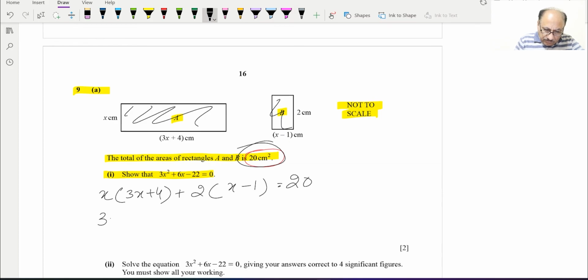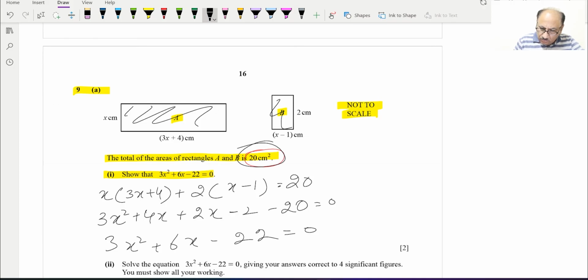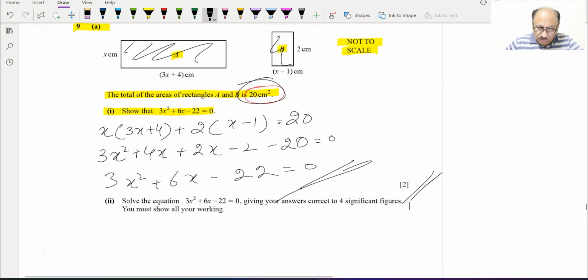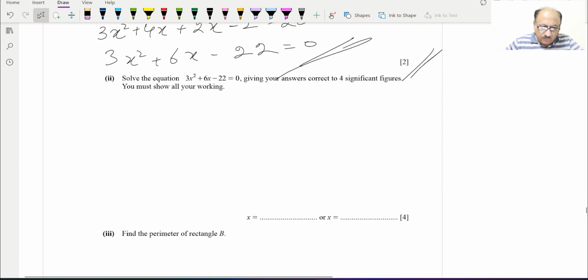And we can open: 3x square plus 4x plus 2x minus 2 is equal to 20, or we can write minus 20 is equal to 0. So this will be 3x square plus 6x minus 22 is equal to 0. This is the required equation for 2 marks, which is done. Now for the second part, solve this quadratic equation, giving your answer correct to 4 significant figures. You must show all your working. So 3x square plus 6x minus 22 is equal to 0.